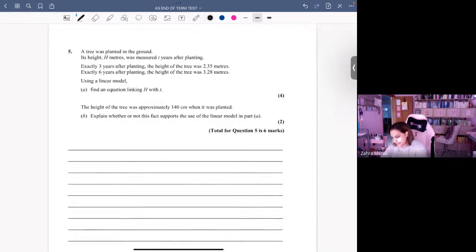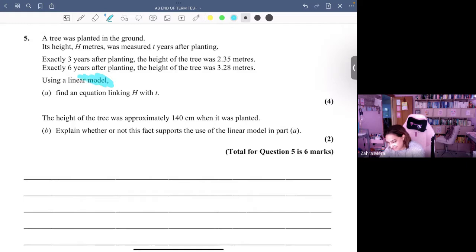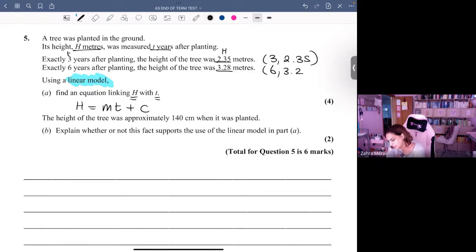Okay, next one. Again, we've got that word, linear model. So my brain is going, y equals mx plus c. What's my y? h. What's my x? t. So I've got h equals mt plus c. So I want coordinates. Remember, the t is going to go first, then the h. What is the t? The t is number of years. So those are my t's, 3 years, 6 years, and my h in meters are these two. So I'm going to have 3, 2.35, and I'm going to have 6, 3.28.